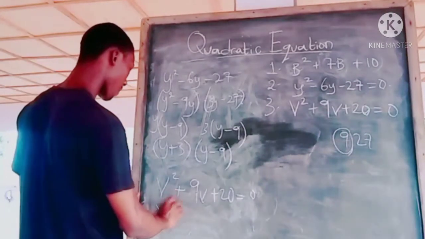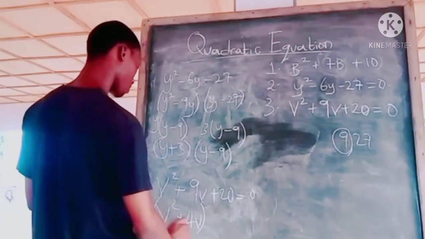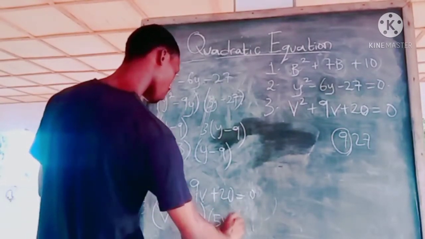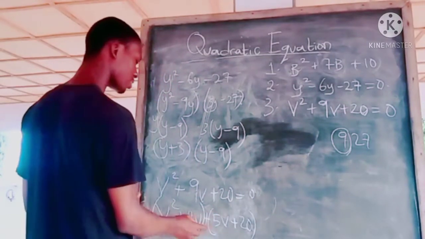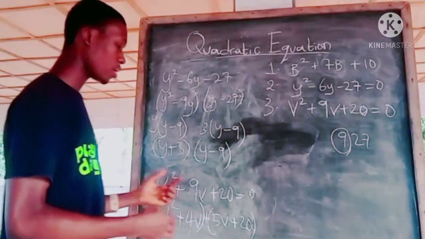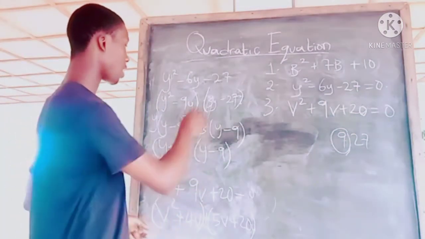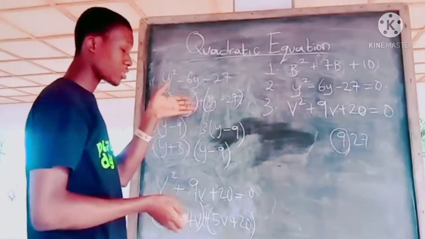So v squared plus 4v, then 5v plus 20. Now we can go ahead and put a plus sign in here so that the quadratic equation doesn't look stressful or confusing. We forgot to place that over here. It's very important that you place your sign in the middle.